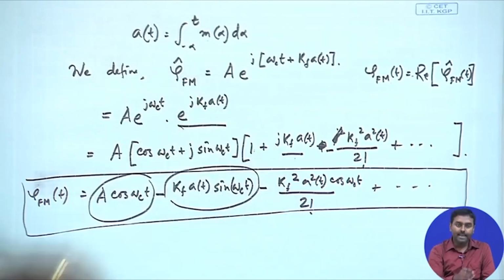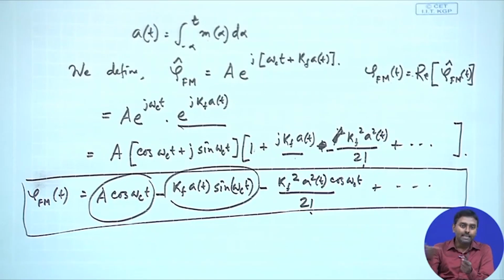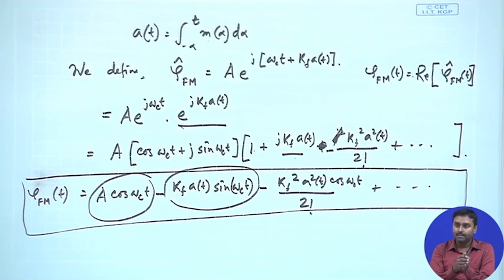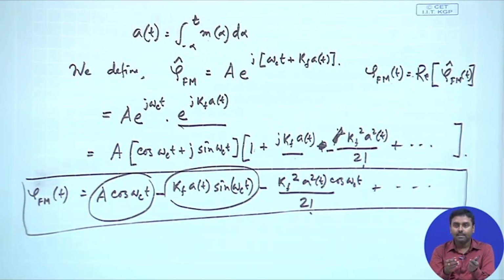What do I mean by A(t)? That means m(t) is linearly passed through an integrator. So, if m(t) is band limited, the integrated version also should be band limited, because it is just getting passed through a linear circuit. So, if this signal is passed through a linear circuit, what will happen?